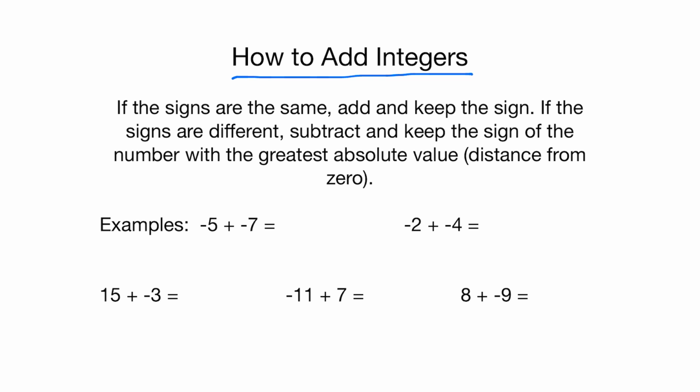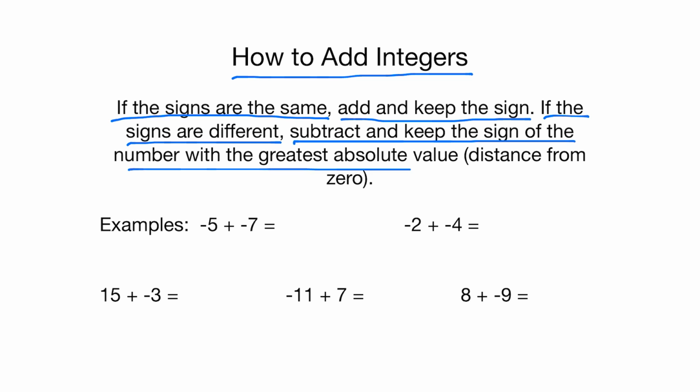is no sign. A number is assumed positive if it has no sign in front of it. But the negative numbers have the negative sign in front of them. So if the signs are the same, you're going to add and keep the sign. If the signs are different, meaning you have one positive and one negative number, we're going to subtract the numbers and keep the sign of the number with the greatest absolute value. Absolute value, again, is the distance from 0. Okay, let's put these into practice.